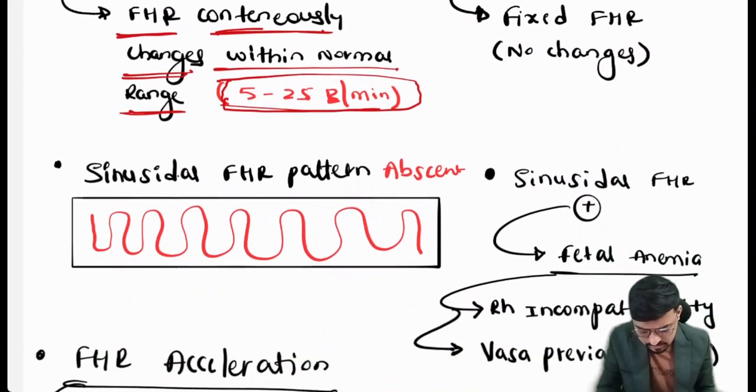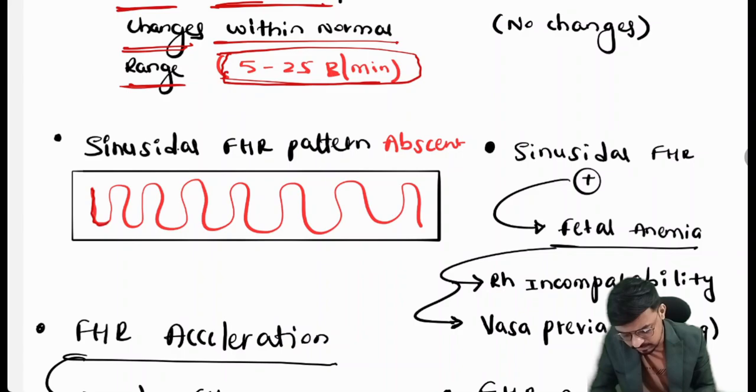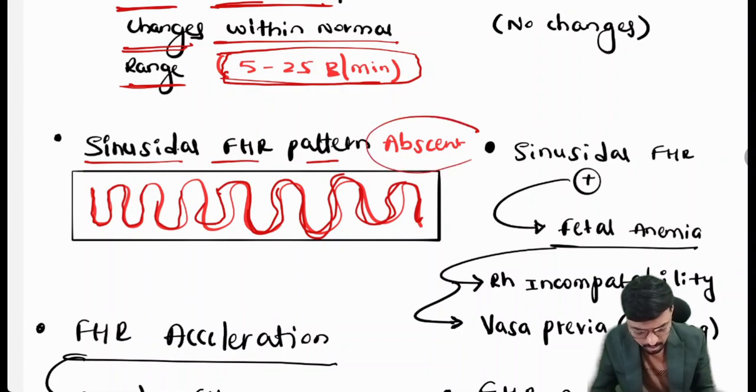The next component is the sinusoidal heart rate pattern. Sinusoidal means it comes in a sinusoidal wave. This is what we call the sinusoidal way of the fetal heart rate pattern. This should not come. If it is coming, that is abnormal. In a normal NST, the sinusoidal heart rate pattern should be absent.